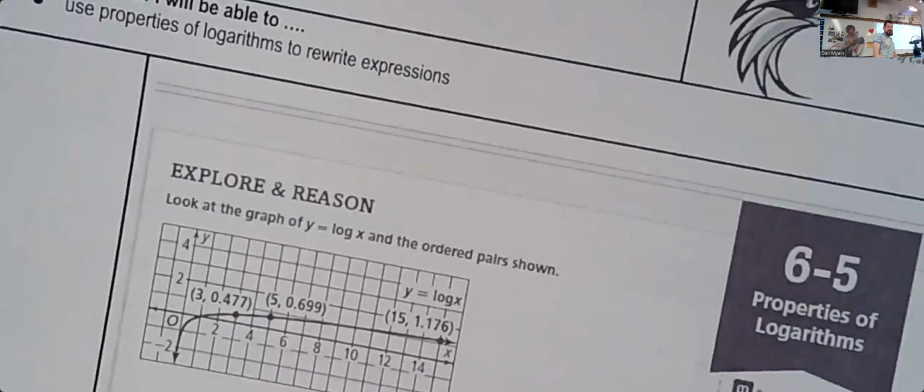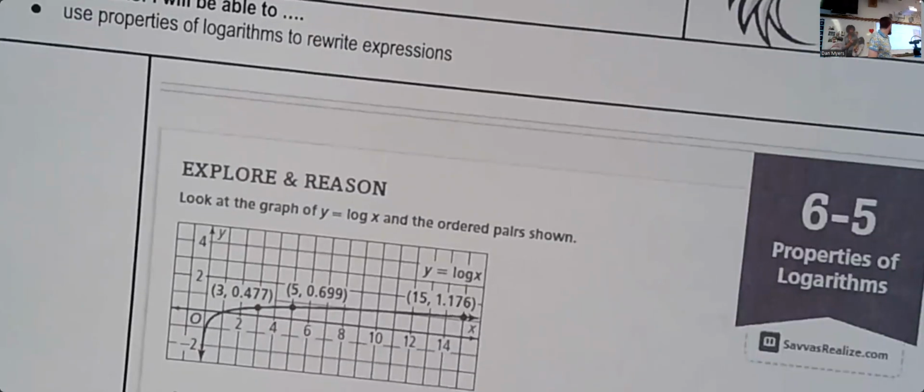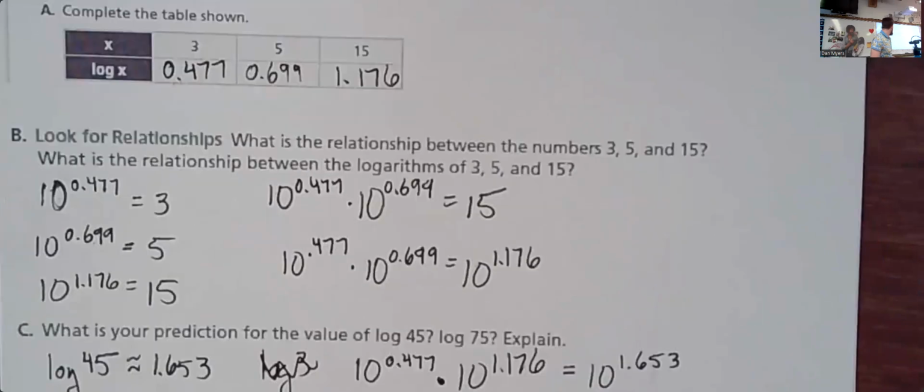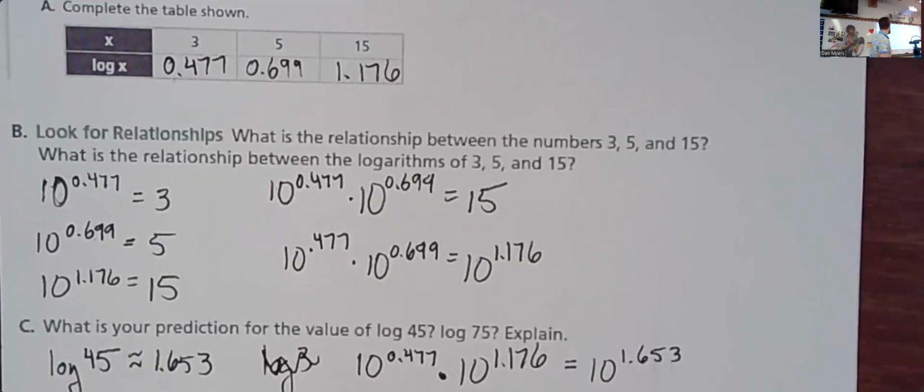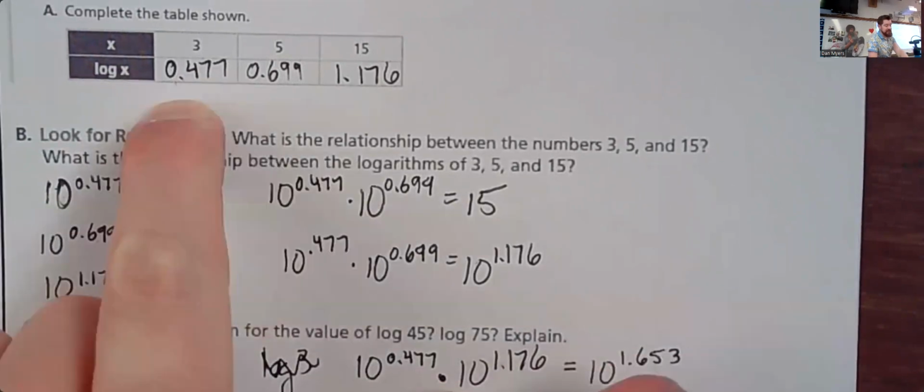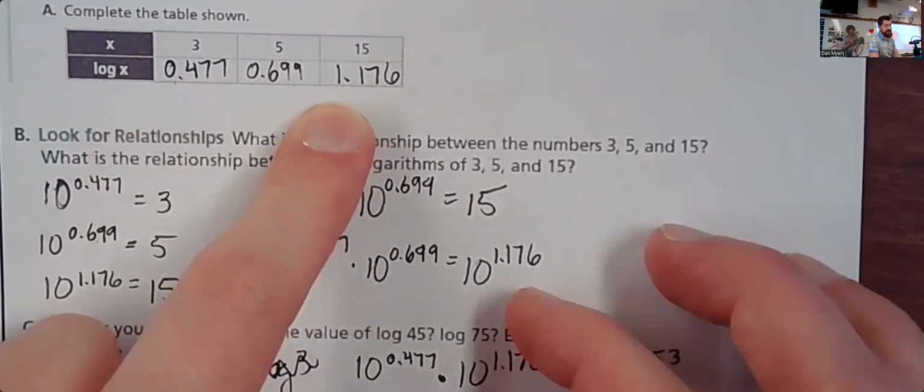We started last Wednesday talking about the relationship between the x values and the y values here. We determined that the relationship between the numbers 3, 5, and 15 is that 3 times 5 equaled 15. 3 and 5 are both factors of 15. And that the relationship between the y values, or the log values, was that if you add them together, you get the larger value. So 0.477 plus 0.699 was 1.176.